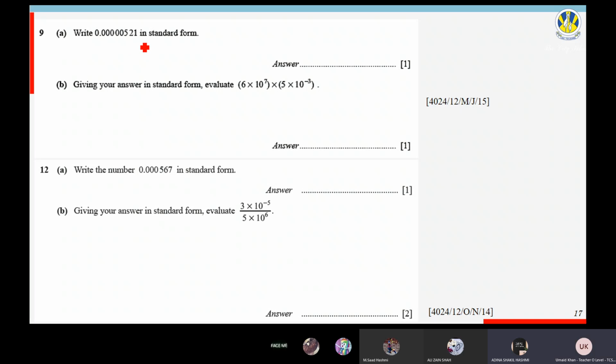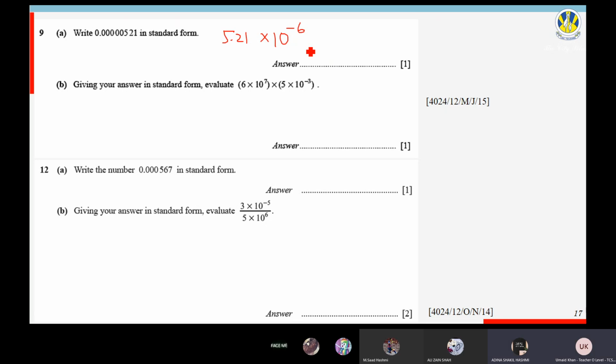No, beta, it's 521. So 5.21 multiplied by 10 raised to power 6. No, you are moving the decimal to the right, beta. 7 minus 6? Minus 6. It will be minus 6, right? Because you are moving the decimal to the right.